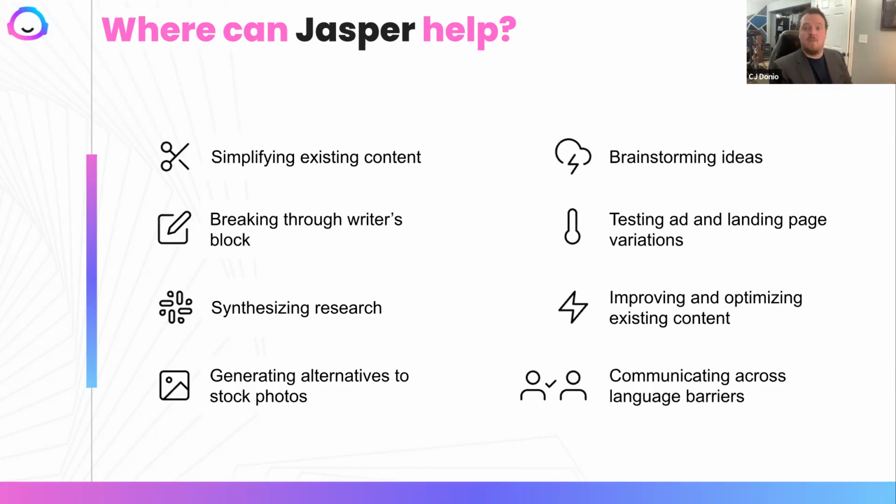And then last one here, we also communicate across language barriers. So what that means is Jasper supports up to 25 plus languages. So you can generate content in English. You can then say, okay, let's turn this into Brazilian Portuguese. Let's get that going. So really, really cool in terms of bridging the gap between countries and their languages.